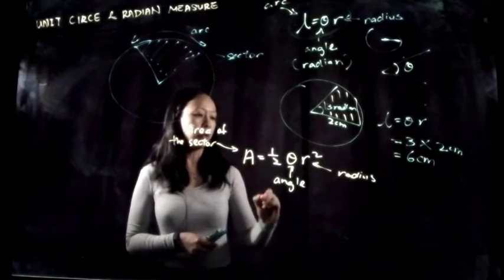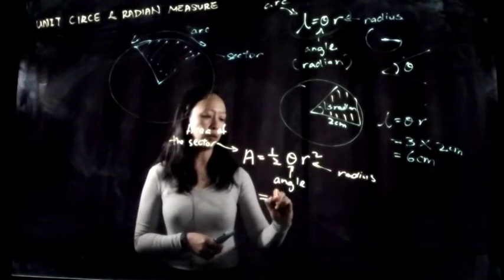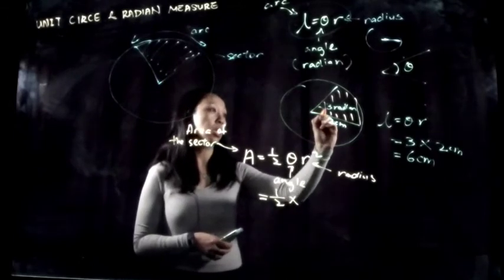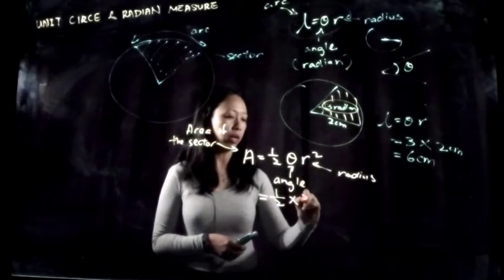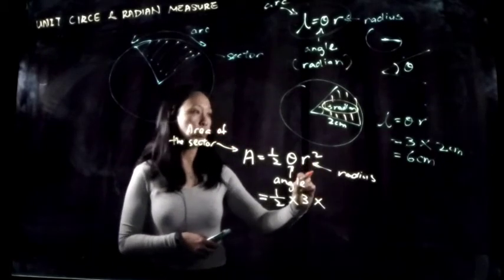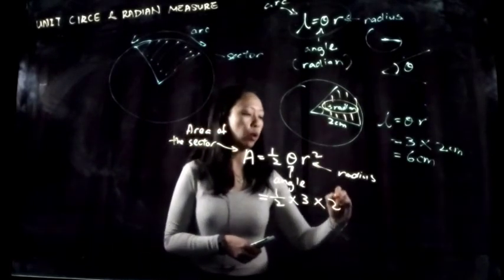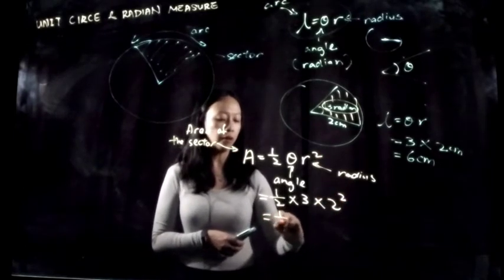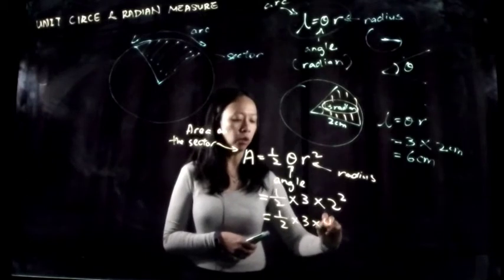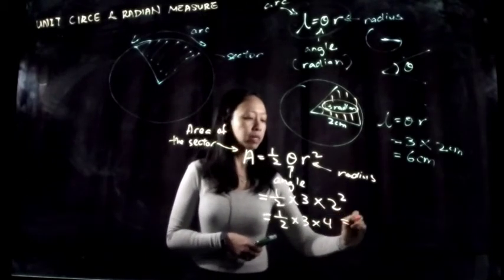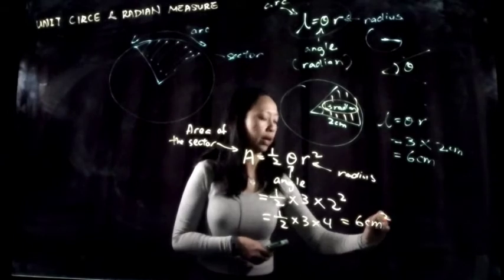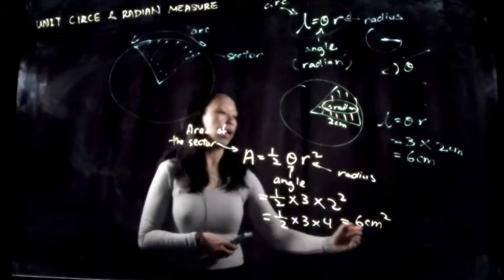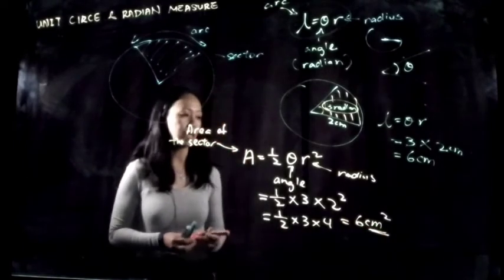So for area, it's equal to, we copy down the half. What about the theta? In this case, the theta is 3 radians. So 3. And what about r? The radius is 2. So 2 squared, because there is a square here. So from here, we need to half times 3 times 4. So what do we get? We get 6 centimeters squared. Why do we need to write a square? It is because this is an area and therefore your unit needs to be in centimeters squared.